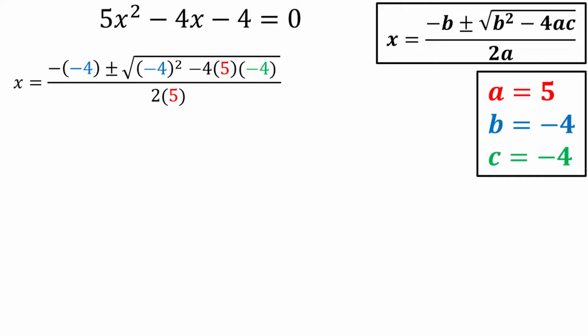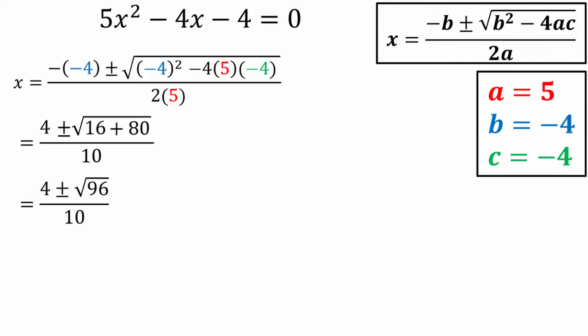Simplifying, negative 4 is just positive 4. Negative 4 squared is 16, and negative 4 times 5 is negative 20, times negative 4 is positive 80. 2 times 5 is 10 in the denominator. Inside the square root, we have 16 plus 80, which is equal to 96.